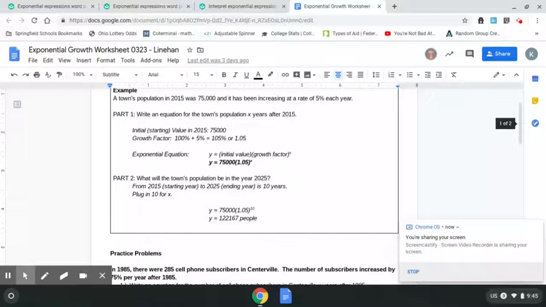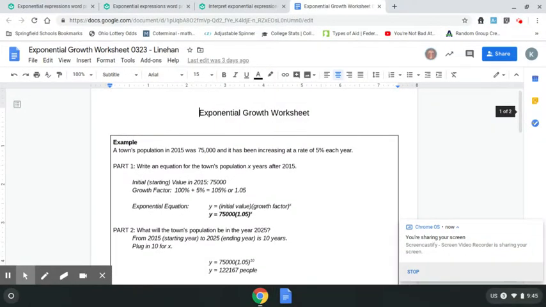Hi, everybody. I wanted to go through a couple of things on this exponential growth worksheet here. Reminder that you have a quiz on Friday over this topic. So I wanted to make sure we were all on the same page with this before you got into that.